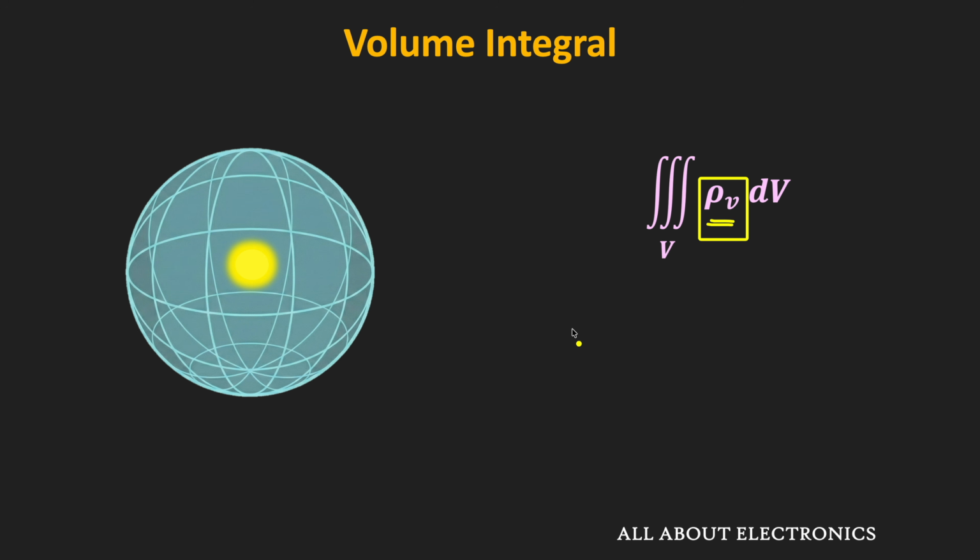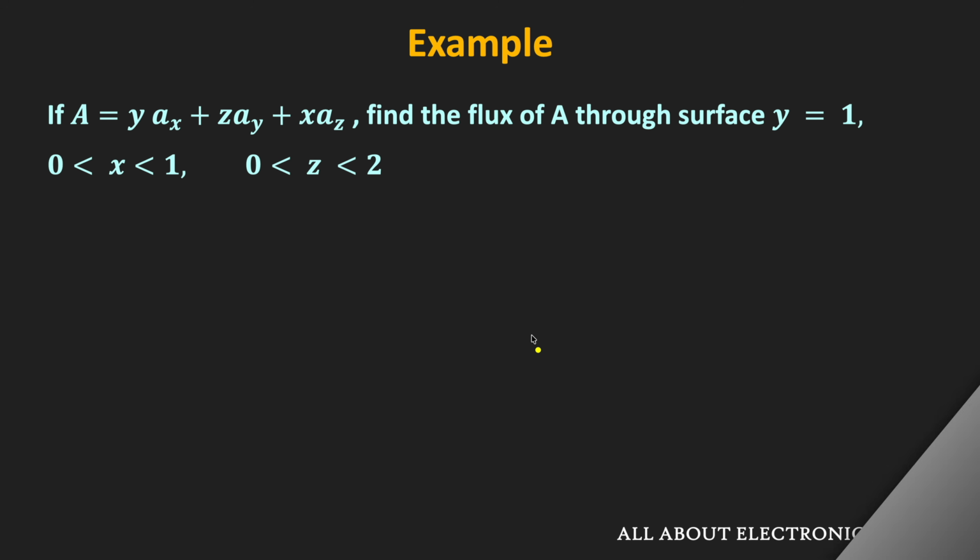And now, to understand it more clearly, let us take a few examples. In this question, we have been given this vector field A, and we have been asked to find the flux of this vector field A passing through this surface, which is given by the following expression. First of all, let us see the surface defined by this expression.